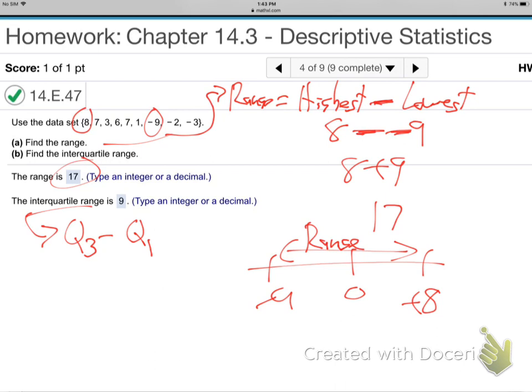Can you do that? Go ahead and find Q1 and Q3 for that data set. Rather than me just doing it real quick, I'll give you a second to do that. So find Q3, find Q1.